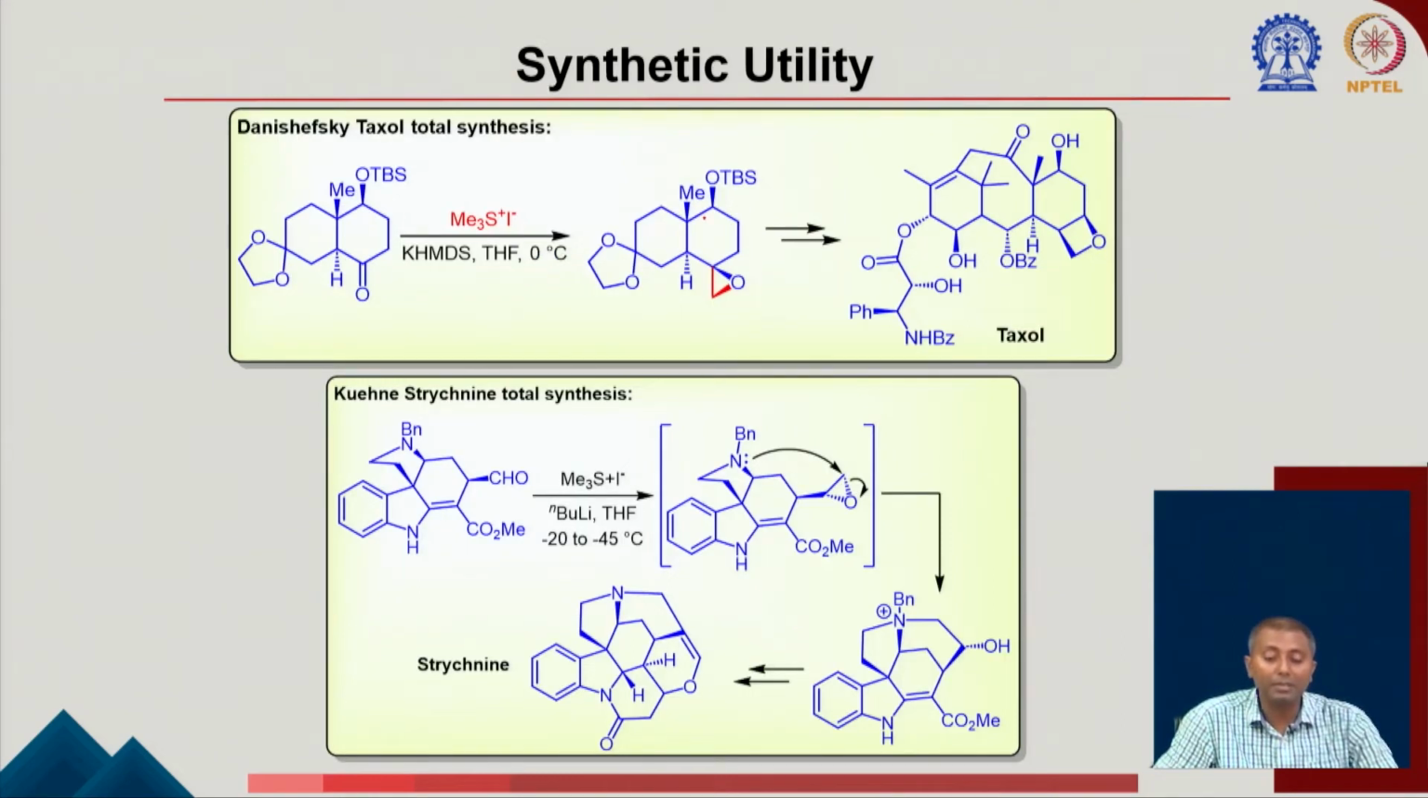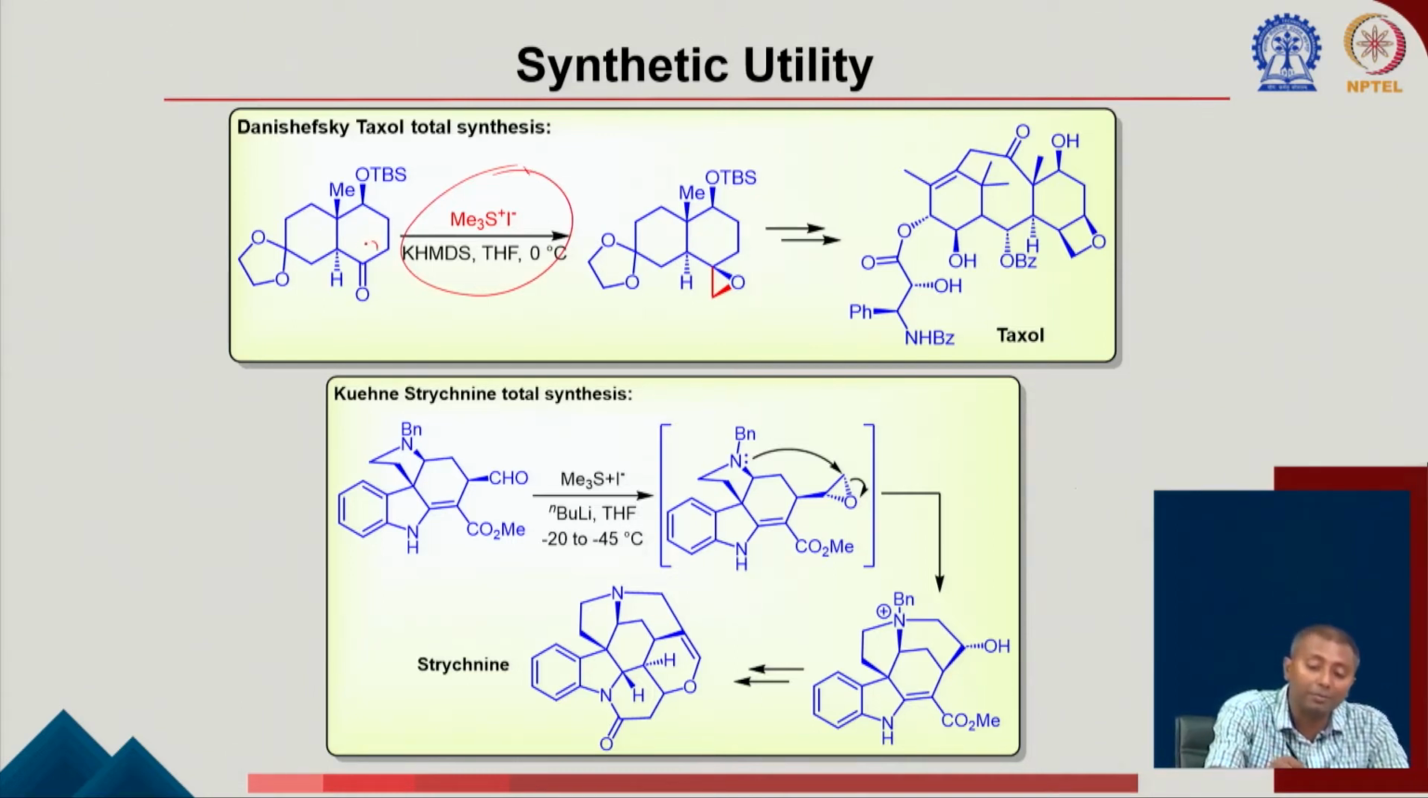So you can see this particular chemistry, as I mentioned, that if you generate this, this will be a more reactive unstabilized ylide. So from the sulfonium, that can react with the carbonyl group to generate an epoxide, which can be used for the synthesis of Taxol.